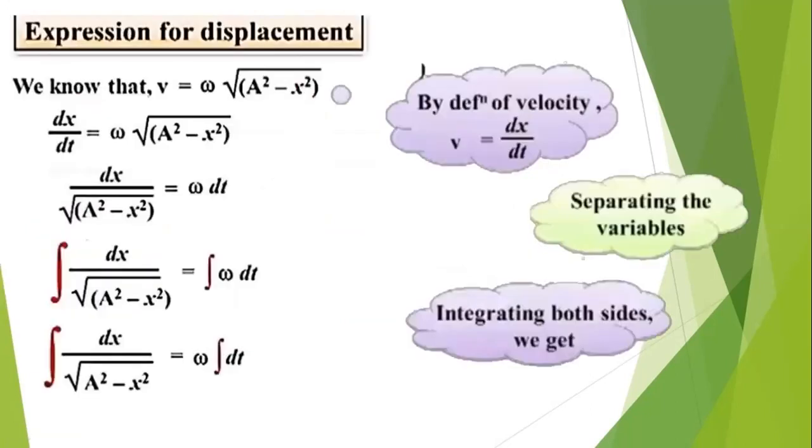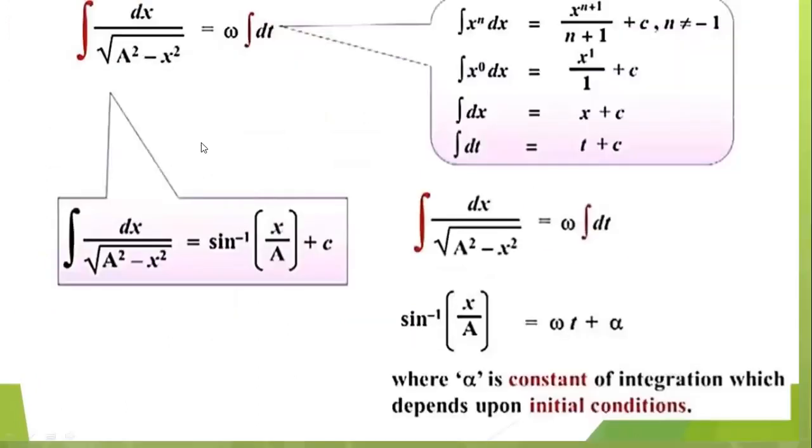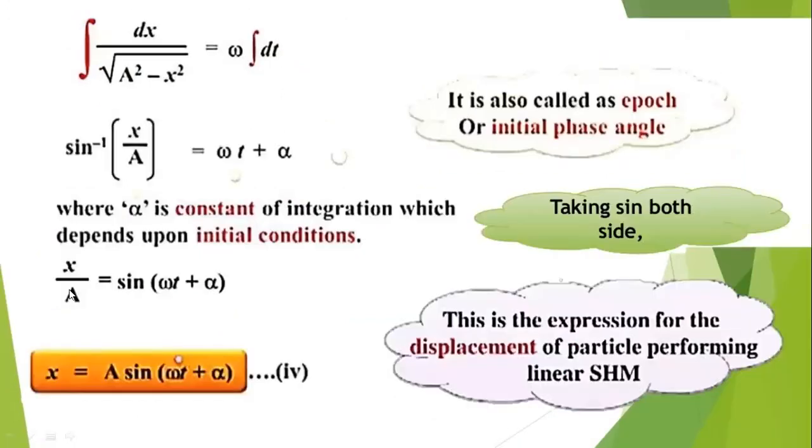Calculate the expression for displacement. Use the equation of velocity, v is equal to omega under root a square minus x square. Put the value of v as dx by dt. Then separate the terms of dx and dt and integrate this equation on both sides. According to the formula of integration, we get sin inverse x upon a is equal to omega t plus alpha. Finally, simplifying, x is equal to a sin of omega t plus alpha. So this is the expression of displacement of the particle performing simple linear harmonic motion.